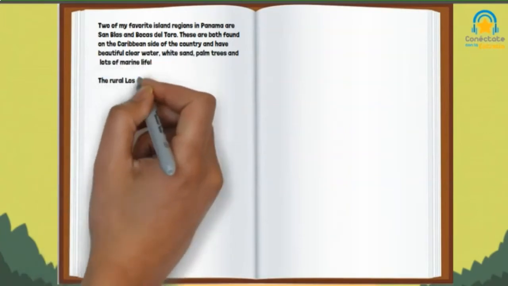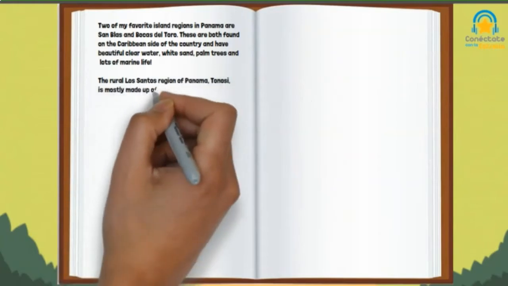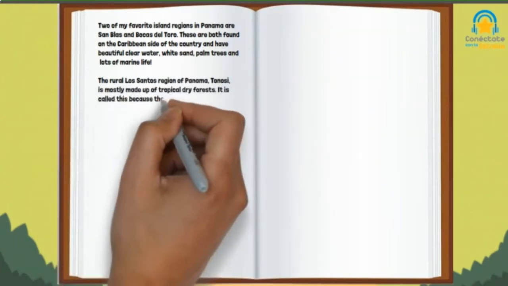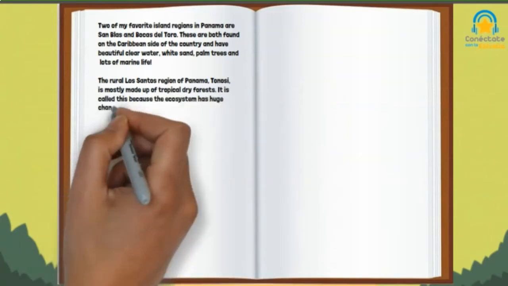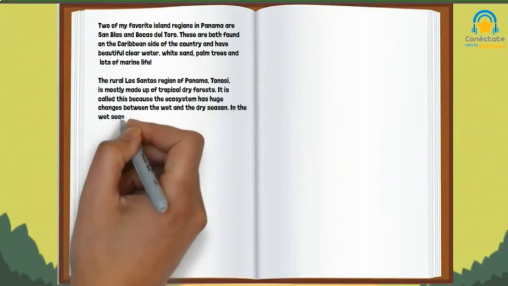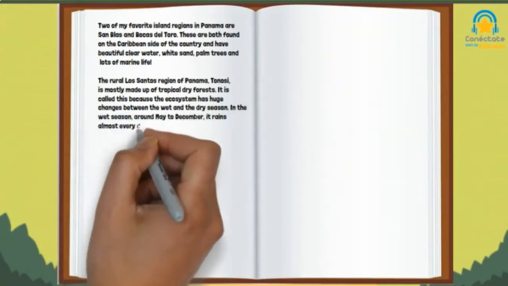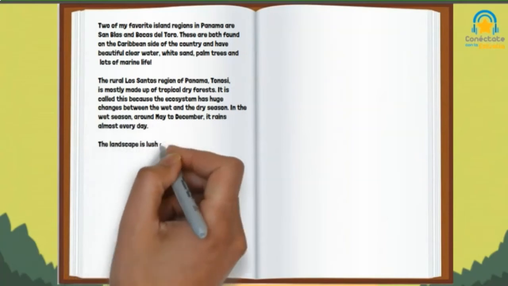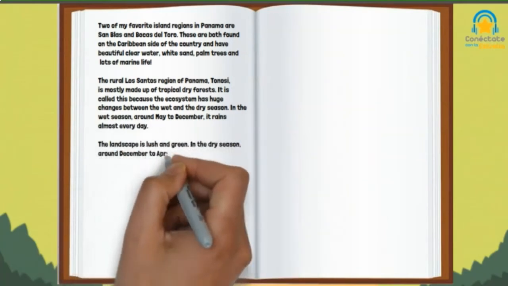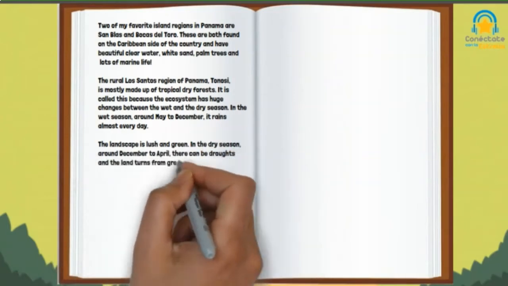The rural Los Santos region of Panama, Tonosí, is mostly made of tropical dry forest. It is called this because the ecosystem has huge changes between the wet and the dry season. In the wet season, around May to December, it rains almost every day. The landscape is lush and green. In the dry season, around December to April, there can be droughts, so the land turns from green to brown, like most places in Panama.